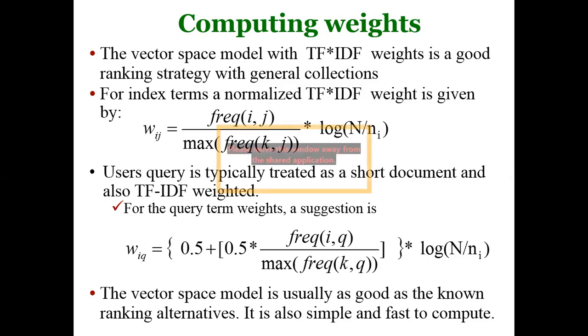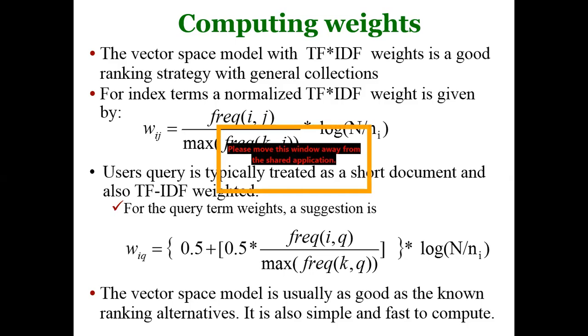How to calculate inverse document frequency? Using the formula logarithm of capital N over small n of I. Capital N means total documents. Small n means the document frequency of the term I. So logarithm of the total number of documents in our collection, capital N, over the number of documents containing a given term I or word I. That will give us the inverse document frequency.